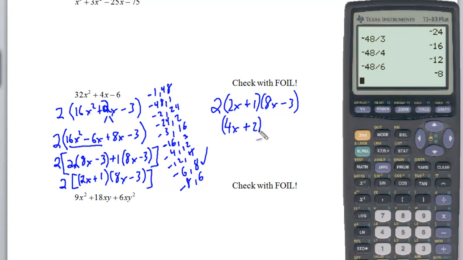So I can FOIL this set here. And this would be an acceptable answer if you missed factoring out the 2 in the beginning and just multiplied 32 times negative 6. This is an acceptable answer. So let's multiply this out. 8 times 4, which is 32x squared. Oh, hey, there's my first term. And then I've got negative 12x, and then plus 16x, and this is going to be minus 6. And if I simplify that in the middle, check it out. It gives me my original problem.